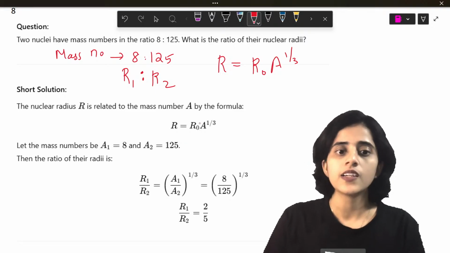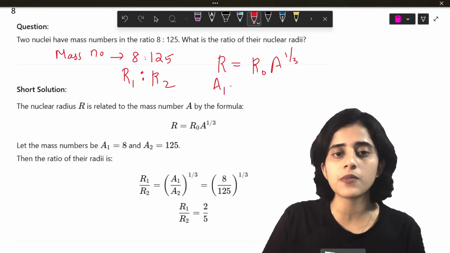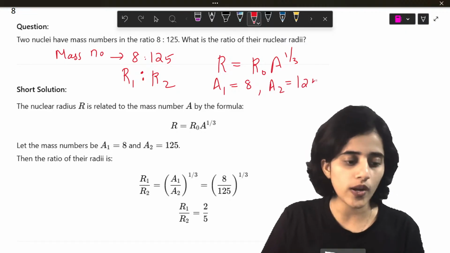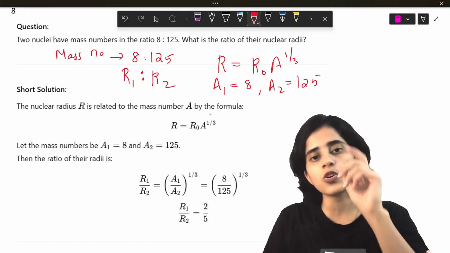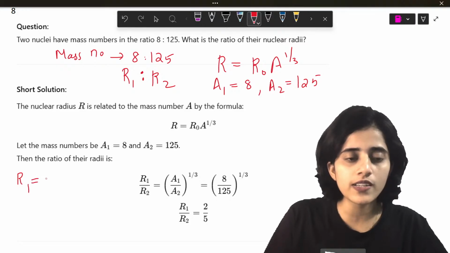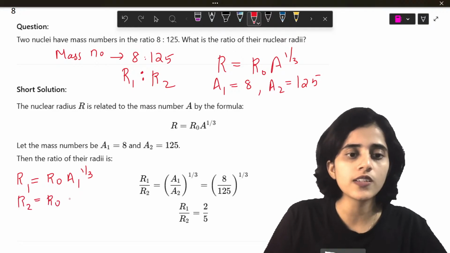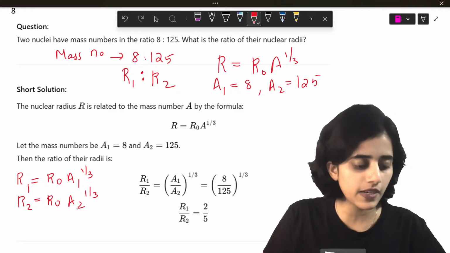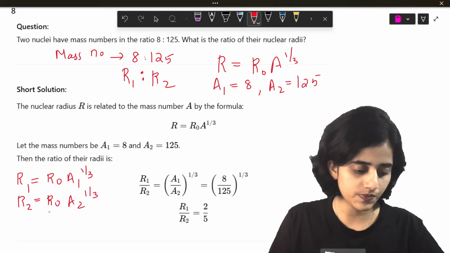Okay. Now, the mass numbers are given. What are the mass numbers? The first mass number is 8. The second mass number is 125. Now, what I will do? I will just substitute. See, R0 is a constant. Let me write it down. So, R1 is equal to R0 A1^(1/3) and R2 is equal to R0 A2^(1/3). So I will divide these two.